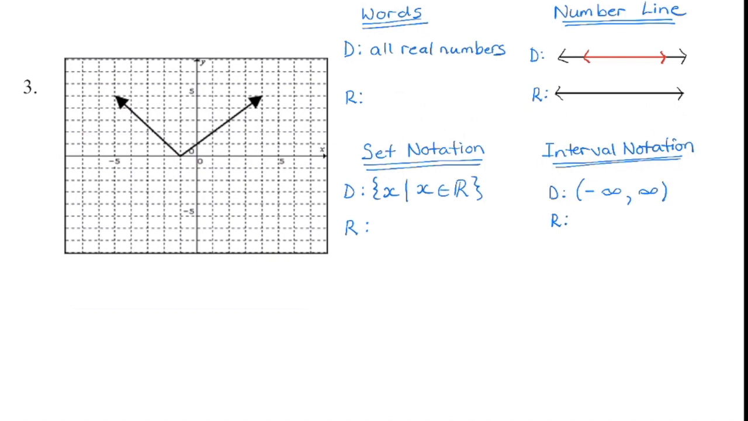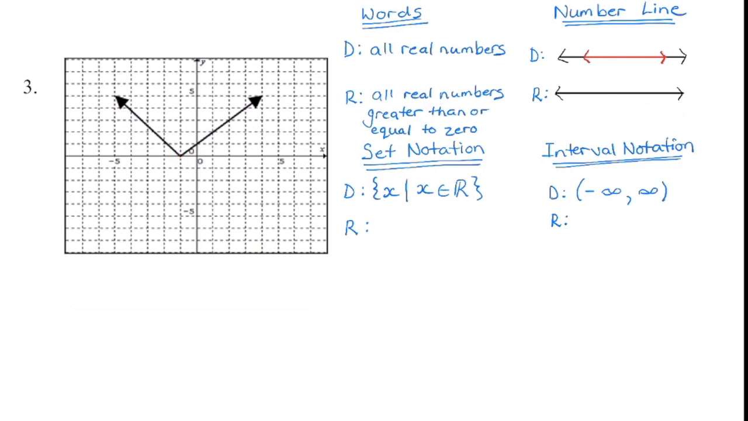All right, now in terms of the range, again, you're going to look on the y-axis. So where is the first y coordinate that we're going to have? Right there. So when y is 0, that's our first point, and it's going to continue up to positive infinity because it's going to keep rising due to that arrow. So in this case, when we go to write this in words, we're going to say it is all real numbers greater than or equal to 0. And we need to include that equal to 0 because there is a point here where y is 0.